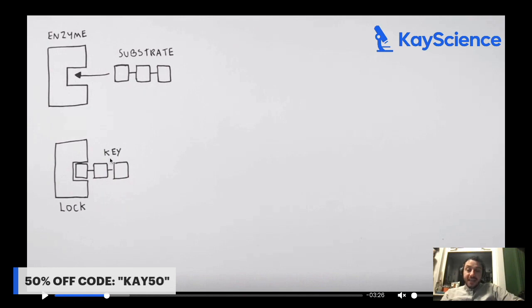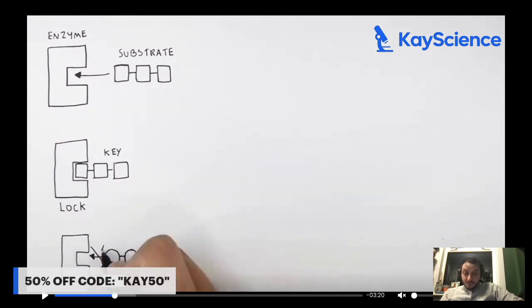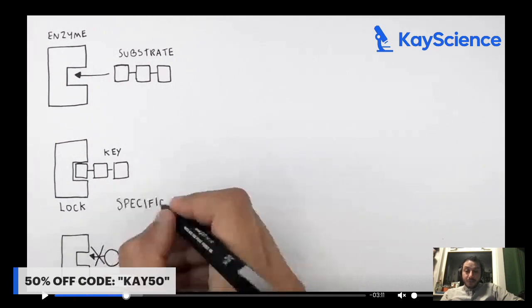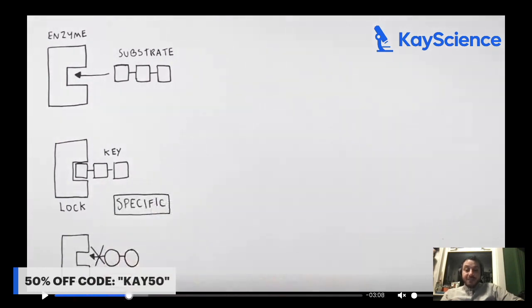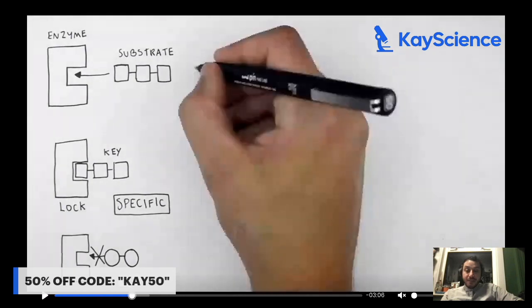This is why it's called the lock and key theory, because the substrate that binds the active site of the enzyme is specific to the enzyme, just like a lock and a key. So if we show you this example here, this substrate is not complementary to this enzyme's active site. So the substrate will not bind the enzyme because the substrate is not specific to the active site of the enzyme. So the substrate must be specific to the active site of the enzyme.